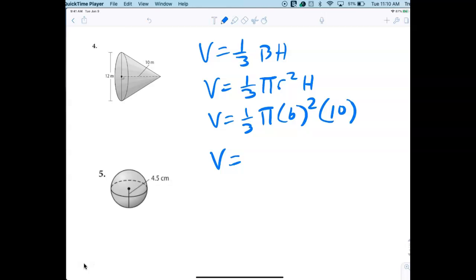376.7. And then tell me the units. Meters cubed. Good. Is everybody else okay with that? I wrote 376. If you got 376 and she got 376, am I going to argue over the decimal place? No.